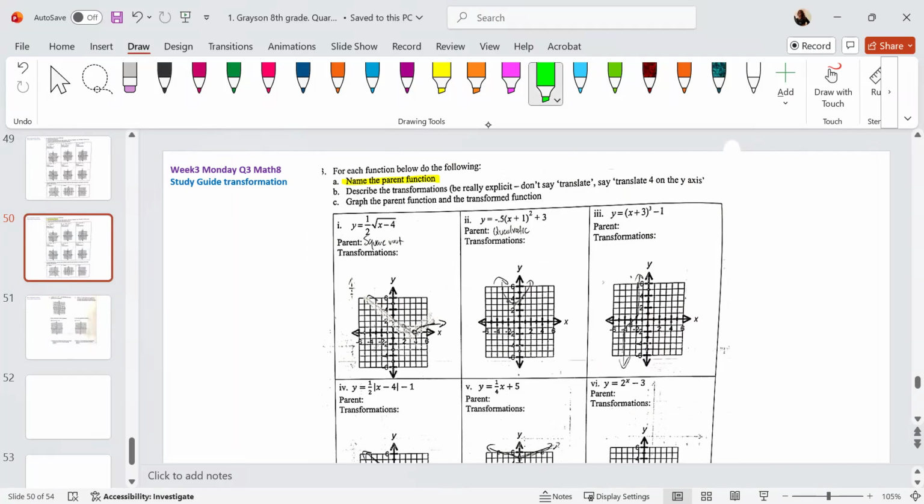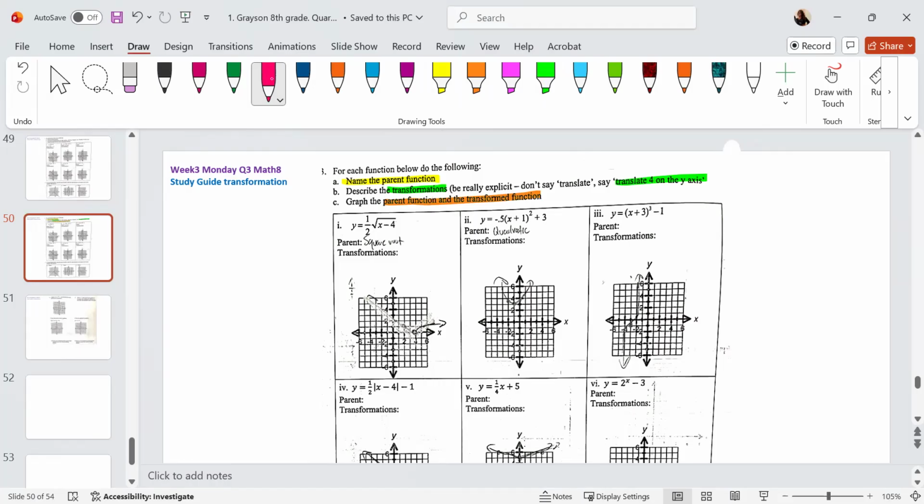A, name the parent function. Describe the transformation. Don't say translate, say translate blah, blah, blah, right, left on the y-axis, okay? And then graph the parent function and the transform function, correct? All right. This is a square root function. Transformation, where's your description of that?